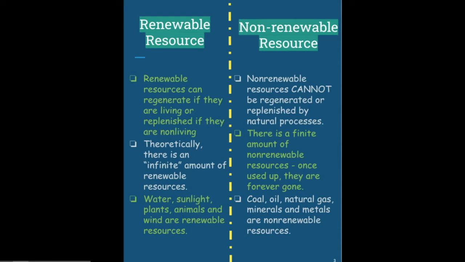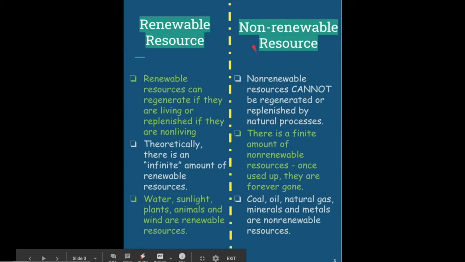Remember, there are two types of resources. There are renewable resources. Renewable resources can recreate if they are living or be replenished if they are non-living. If you think about it, there's an infinite amount of renewable resources. Renewable resources include water, sunlight, plants, animals, and wind. Those are examples of renewable resources.